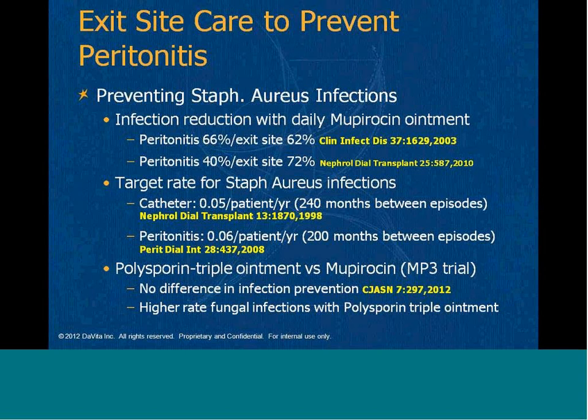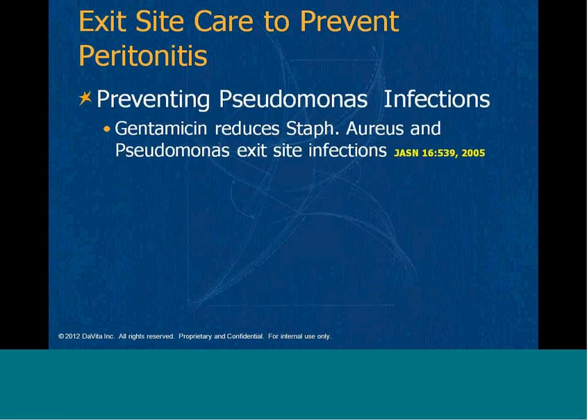Now, recently there was interest in using Polysporin triple ointment instead of mupirocin, because it's cheaper. Unfortunately, there is really no difference in infection prevention, but there is a high rate of fungal infection with Polysporin, so it is not really recommended that you use Polysporin triple ointment, because you may have a higher incidence of fungal infection that, as you know, is very difficult to treat and take care of.